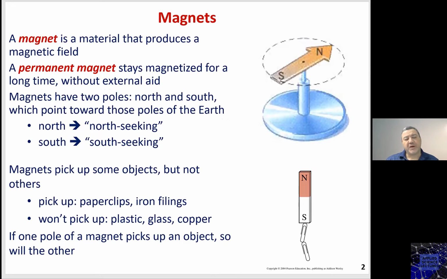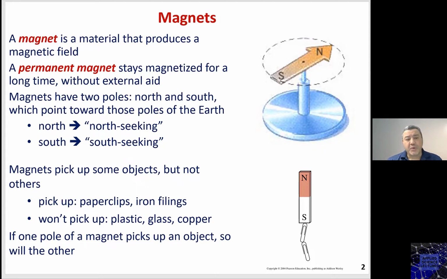Okay, so let's start with the definition of the magnet. What is the magnet? The magnet is a material that produces magnetic field. So a permanent magnet basically stays magnetized for a long time without external aid. Those magnets, they do have two poles. One of them is north and the second one is south. And they always point, the north is pointing to the North Pole and the south magnet is pointing to the south pole of the Earth.